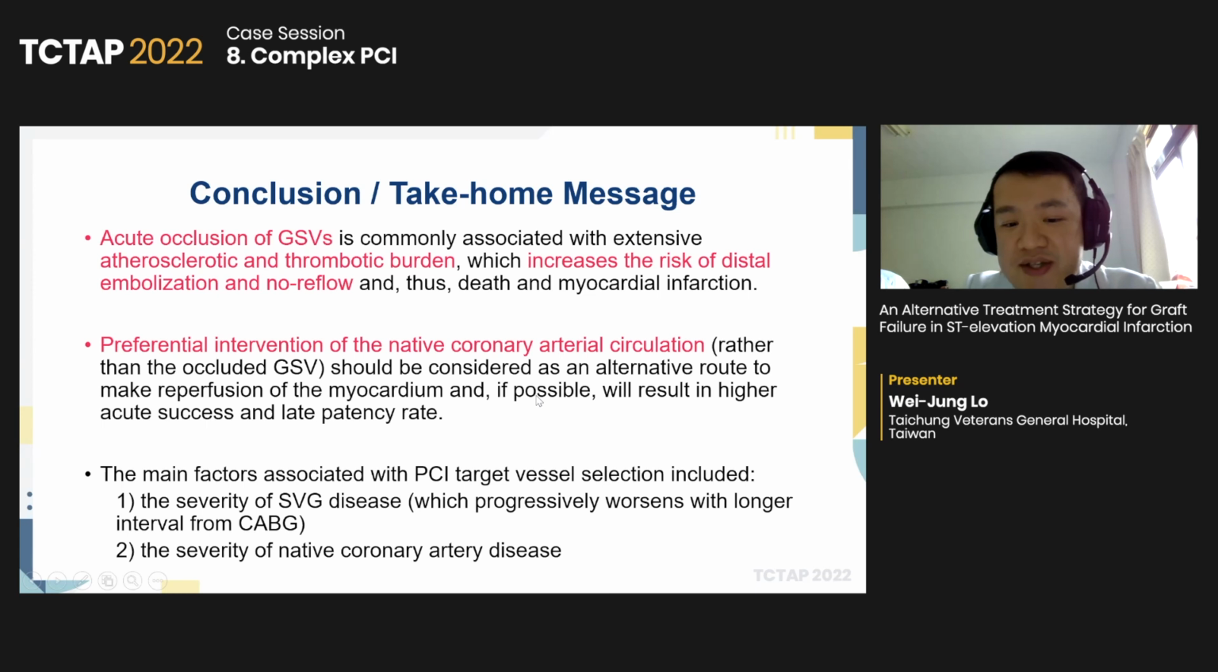And there are many factors associated with PCI target vessel selection, including the severity of saphenous vein graft disease and the severity of native coronary artery disease.